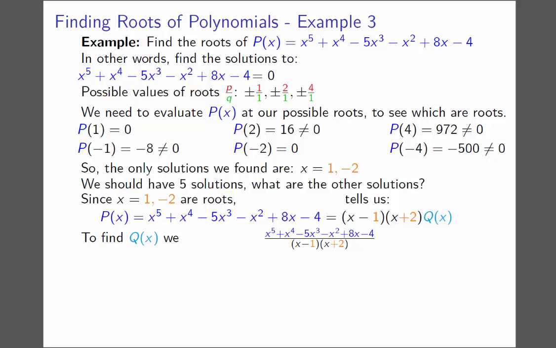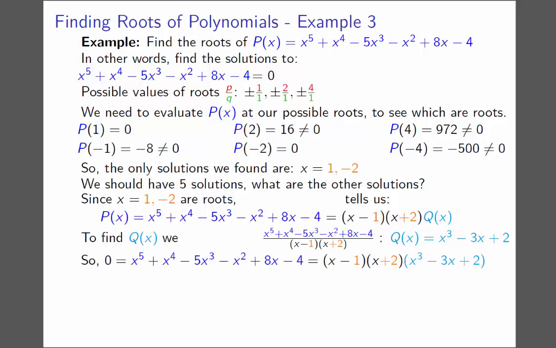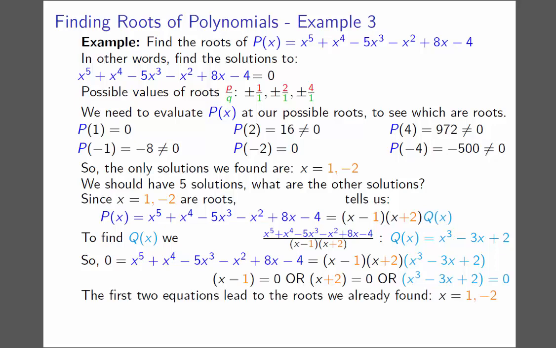Doing polynomial division, we find that our polynomial q of x is x^3 - 3x + 2. So we get that if our polynomial is 0, then x minus 1 times x plus 2 times x^3 - 3x + 2 has to be 0. And by the zero product property, either x minus 1 is 0, or x plus 2 is 0, or our polynomial q of x is 0. x^3 - 3x + 2 is 0. The first two equations lead to the roots that we already found, x equals 1 and negative 2.